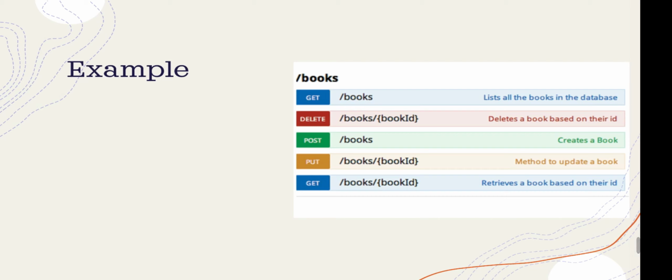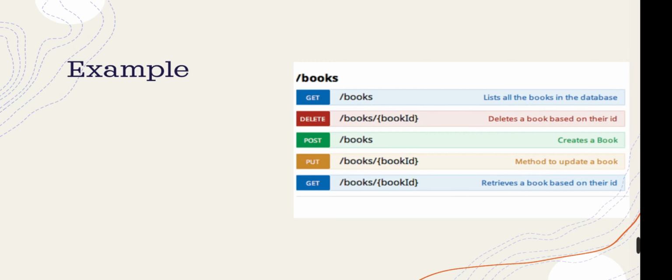I am taking books as a reference example. There is a books website. Now I am requesting books with a GET method. It will show the list of all the books in a database or server, whatever books are there.